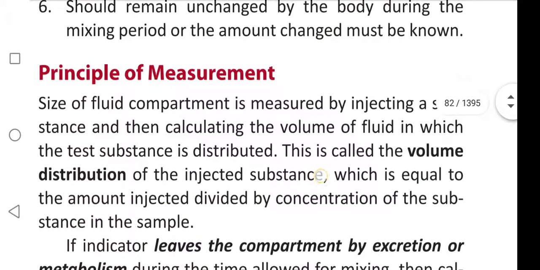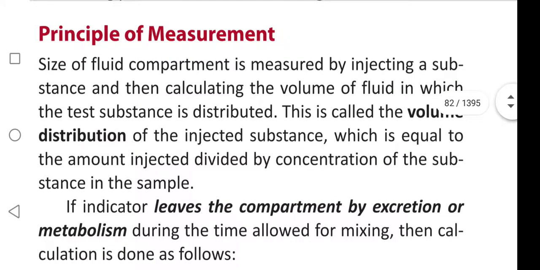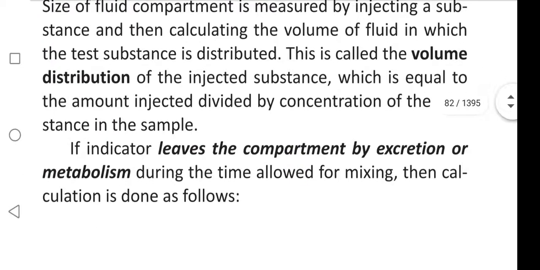Principle of measurement. The size of the fluid compartment is measured by injecting a substance and then calculating the volume of fluid in which the test substance is distributed. This is called the volume distribution of the injected substance, which is equal to the amount injected divided by the concentration of the sample.